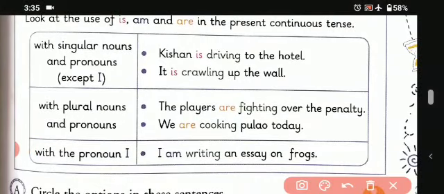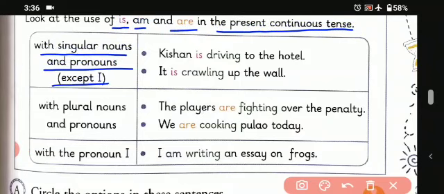Look at the use of is, am and are in the present continuous tense. Now we have to understand this table by seeing how we are using is, am and are. So let's begin with the first one, with singular nouns and pronouns except I. Krishna is driving to the hotel. It is crawling up the wall. That is, we are using is when we are using singular nouns and pronouns.